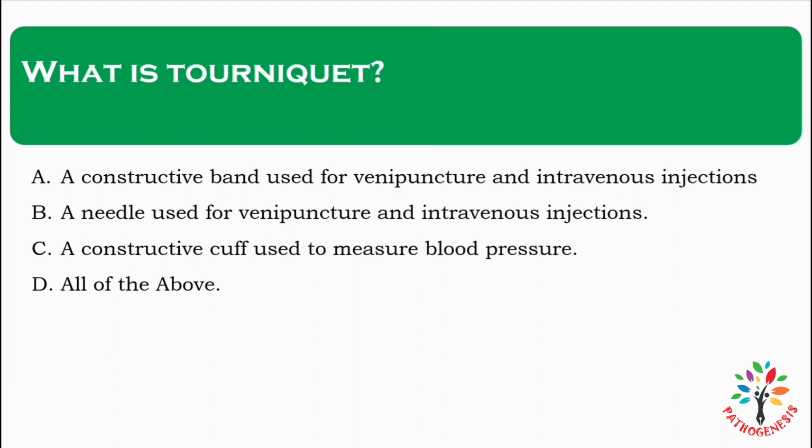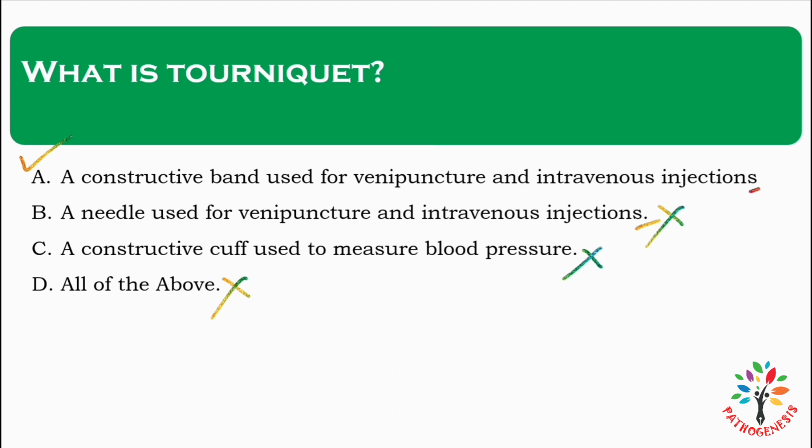What is a tourniquet? A constrictive band used for venipuncture and intravenous injections. A needle used for venipuncture and intravenous injections. A constrictive cuff used to measure blood pressure. No, it is not used to measure blood pressure. Neither is it a needle for venipuncture or intravenous injection. All of the above is not applicable. The correct answer is the first one, A, a constrictive band used for venipuncture and intravenous injection.